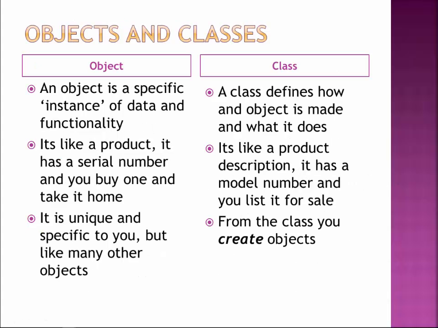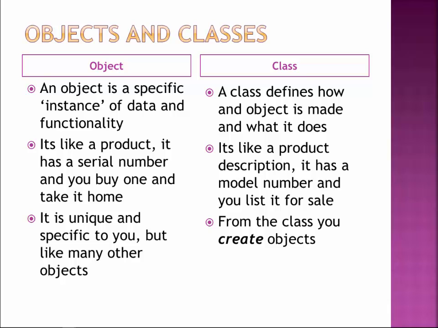Now, within object orientation, we talk about objects a lot, but objects have this template called a class. When we say the word object, an object is a specific instance of data. In this class, there's a number of you who are called students. Now, if I referred to you as student 1, student 2, student 3, you'd probably be annoyed pretty quick. Each of you has a name.